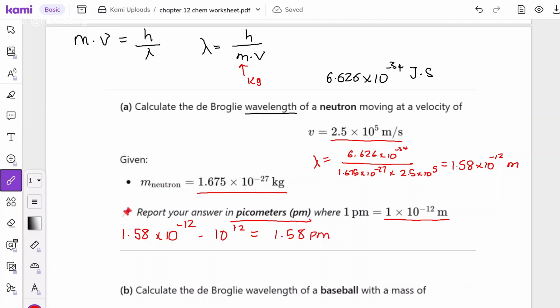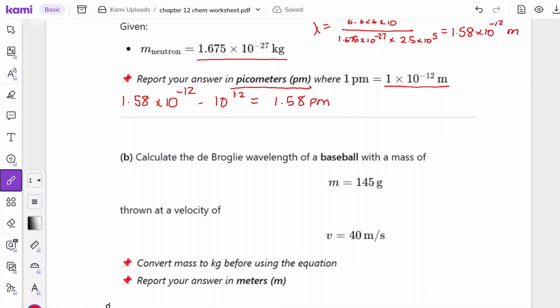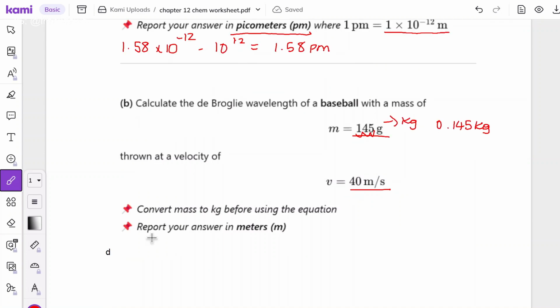For the second question, we do the exact same thing, except the mass changes here. It's in grams instead of kilograms, so we have to convert it into kilograms. We do that by dividing by 1,000. So it's going to be 0.145 kilograms. And the velocity changes as well. We do the same thing as before. We have the equation equals h over m times v. We plug it in.